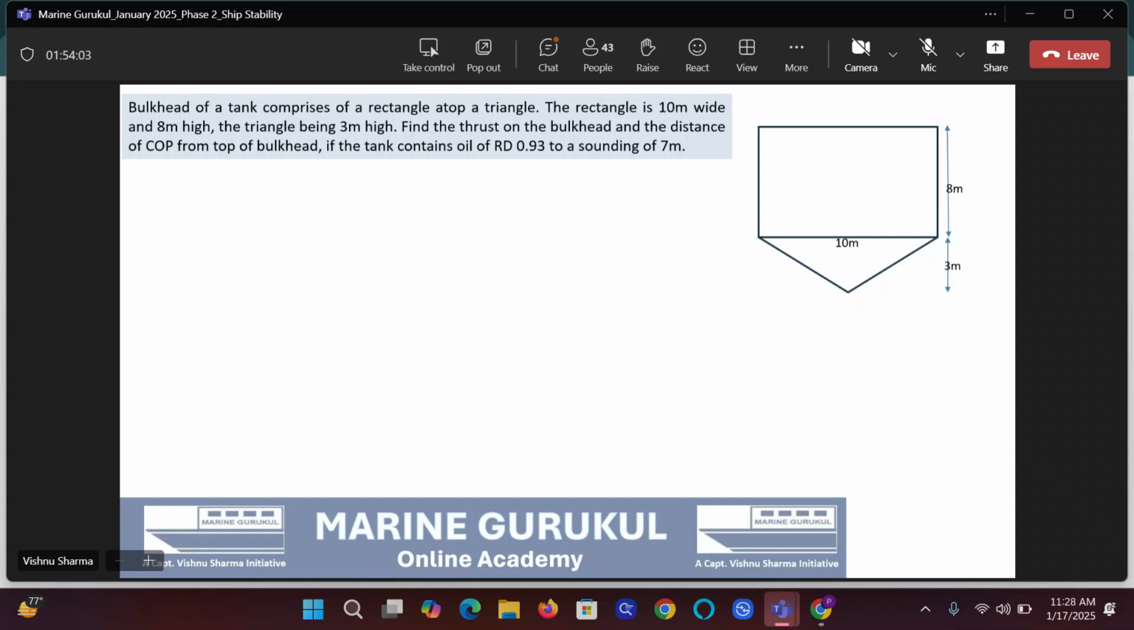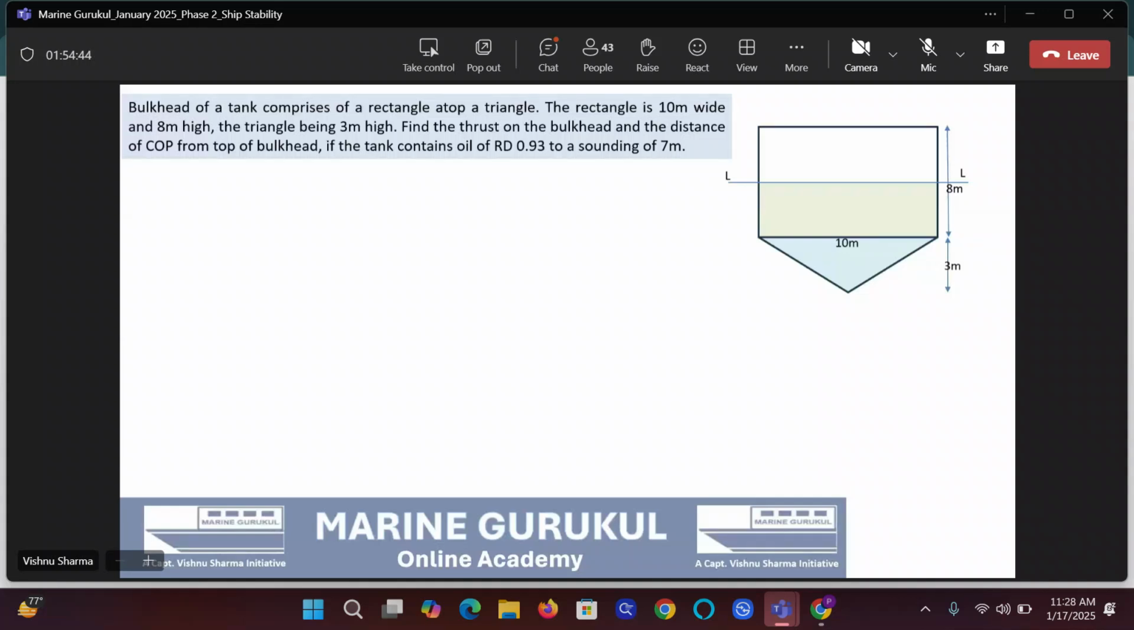Where will be the liquid level? Have you marked the liquid level? Read the question and mark the liquid level. Where will it be, guys? 4 meters from the base of the rectangle, the center of the triangle. Midway in the rectangle, right? Like this, correct, guys? Correct. And this will be the immersed area. Have I shaded the immersed area correctly? Yes.